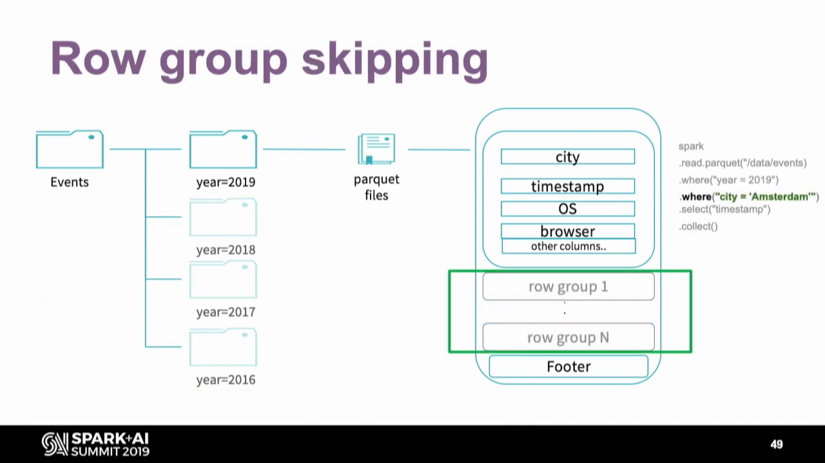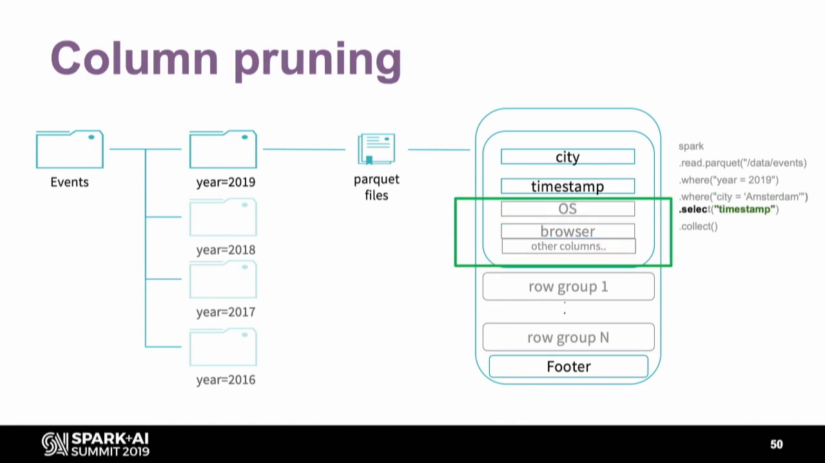Even more, as there is metadata for each row group, we can perform row group skipping. If Parquet dictionary filtering is enabled, the value set of the column city will be in the metadata, so we can skip the row groups which don't contain Amsterdam in the column city. So far, we are doing well, but we can make it even better. As there are many column chunks, we don't need to read them all into Spark. All we need are 2 columns, city and timestamp.